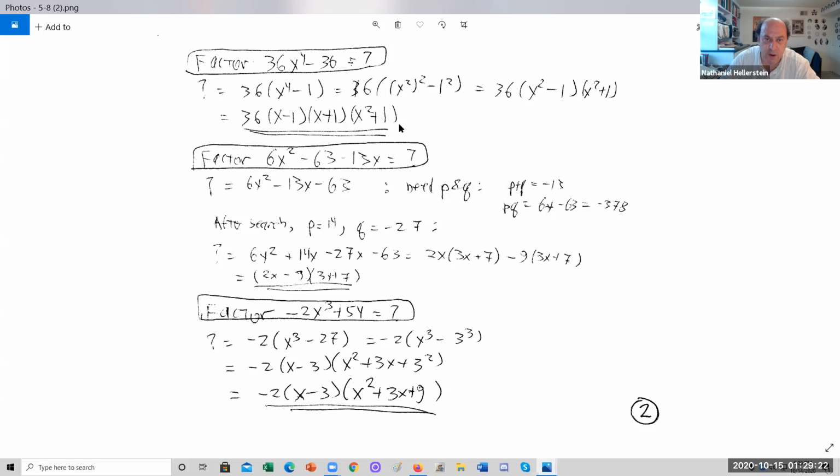This is also a difference of squares, so we get 36 times x minus 1 times x plus 1 times x squared plus 1. Now, this, again, we can't factor yet because we need a square root of negative 1. But as a preview, the square root of negative 1 is called i. So this factors into x plus i times x minus i. But that's for much later.